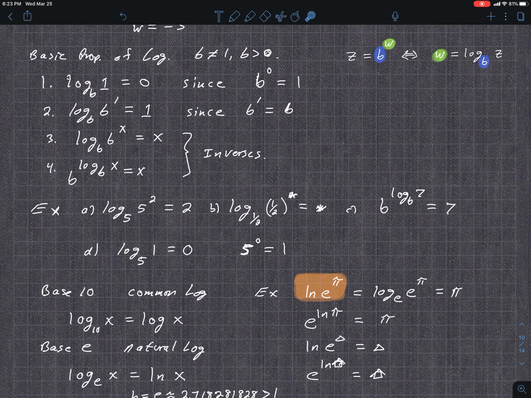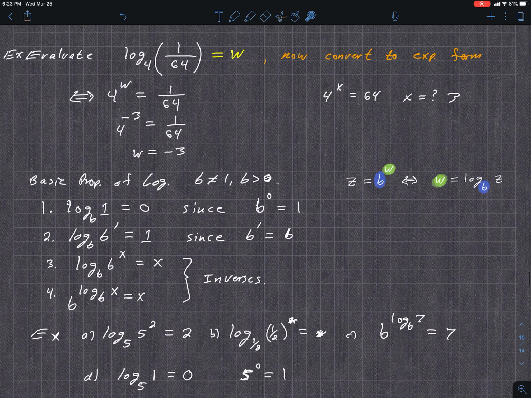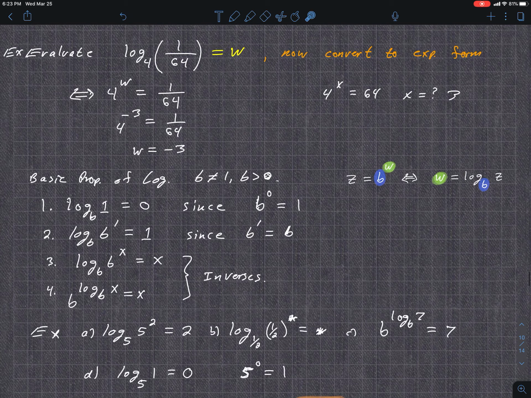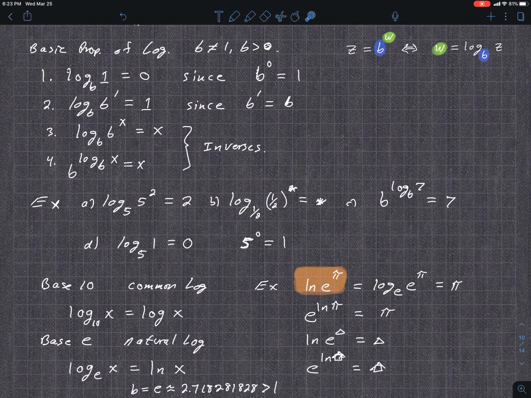Then we got into the basic properties of logarithms. And all this is derived from the above examples, basically. So know the inverse properties, the inverse relationship. I think I wrote that there.